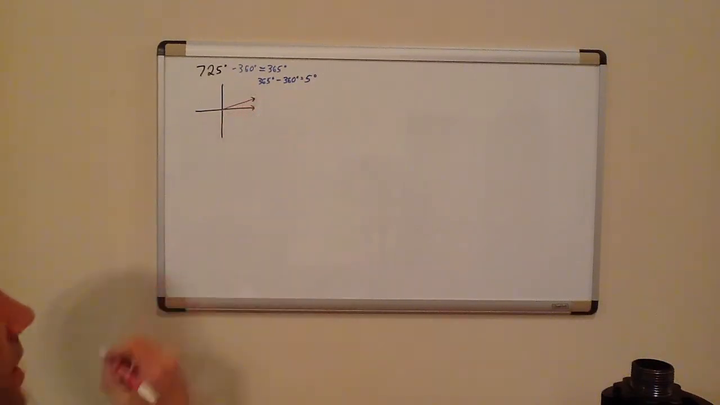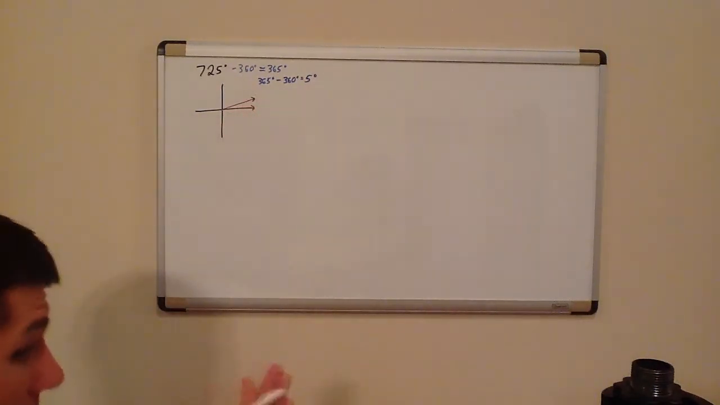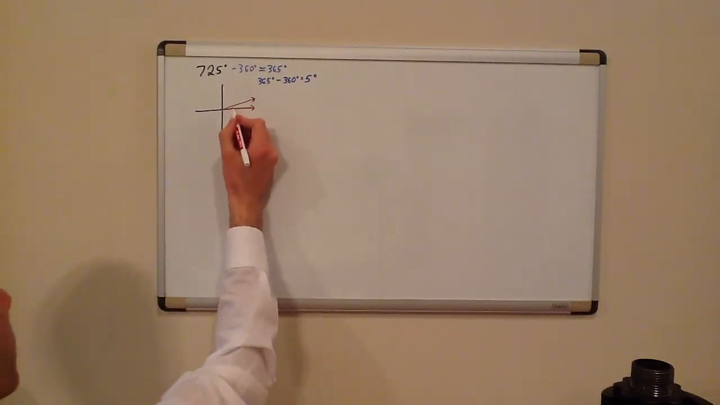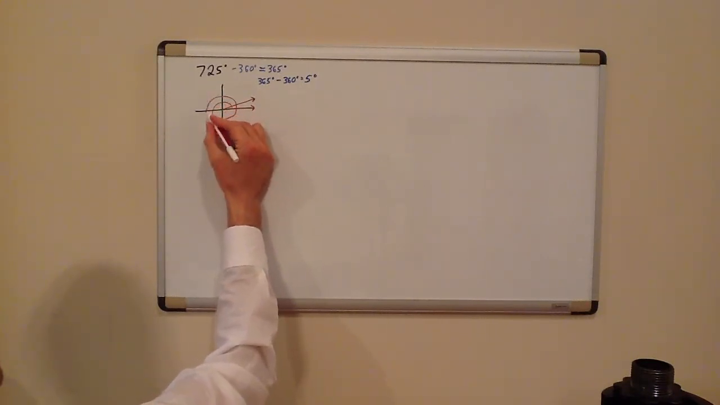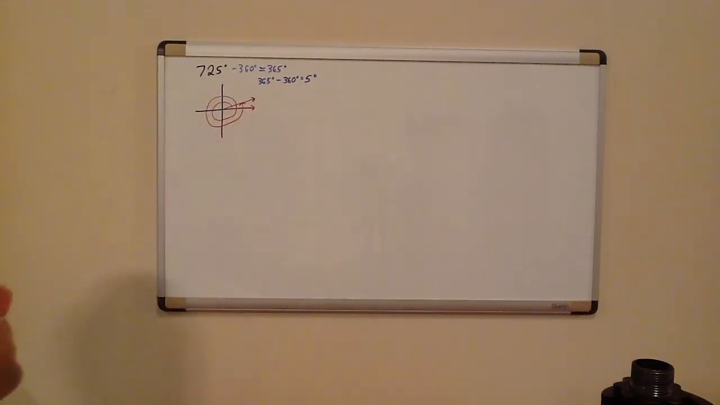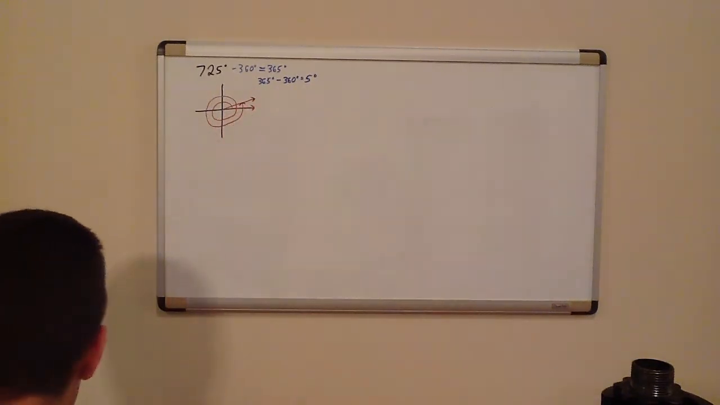So it's pretty much the same as the last problem. Now, you don't have to do this next part, but just to demonstrate, let me show you. It started, 360 degrees. It went again, that's 720, and then 5 more degrees. So it swung around the circle twice.